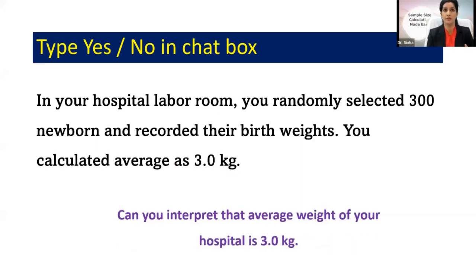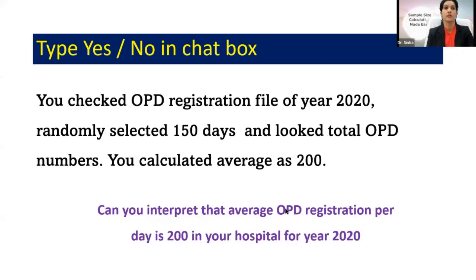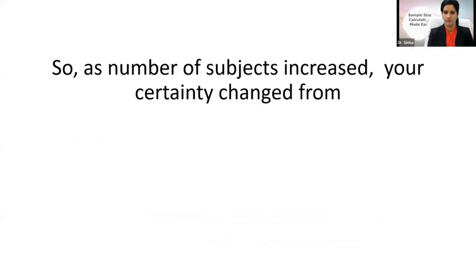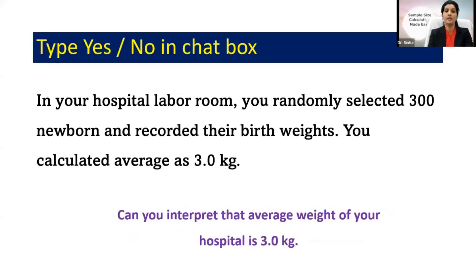Similarly, you have selected 300 newborns and recorded their birth weight, and the calculated average weight is 3 kg. What will your answer be? Now you can see it depends on the total deliveries. Yes, you are right. And you can see here that obviously you need a sampling frame.